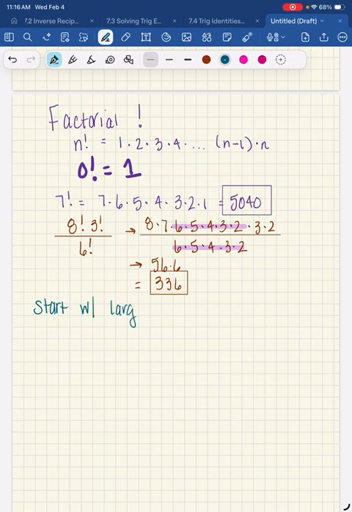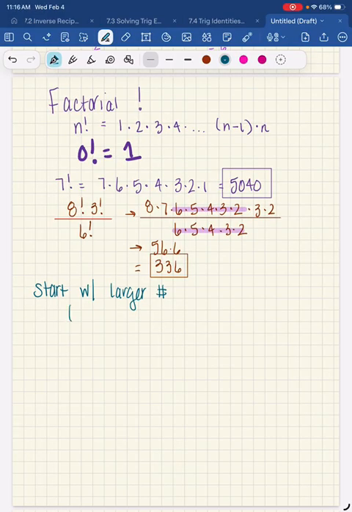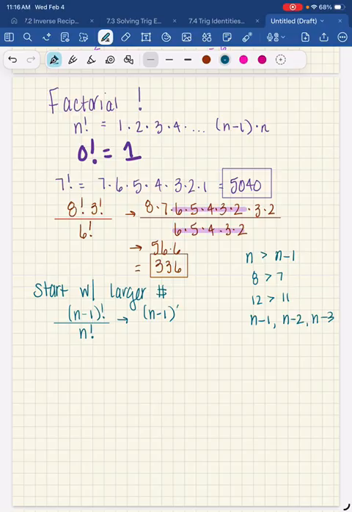The larger number. Okay, so what happens when there's no numbers, though? What happens if I want you to simplify n minus 1 factorial over n factorial? Okay, n is larger than n minus 1. If n is 8, that would be greater than 7. If n is 12, that would be greater than 11. So in this particular problem, the larger value is n. So n minus 1 factorial is n minus 1. What comes next would be n minus 2, n minus 3, etc.